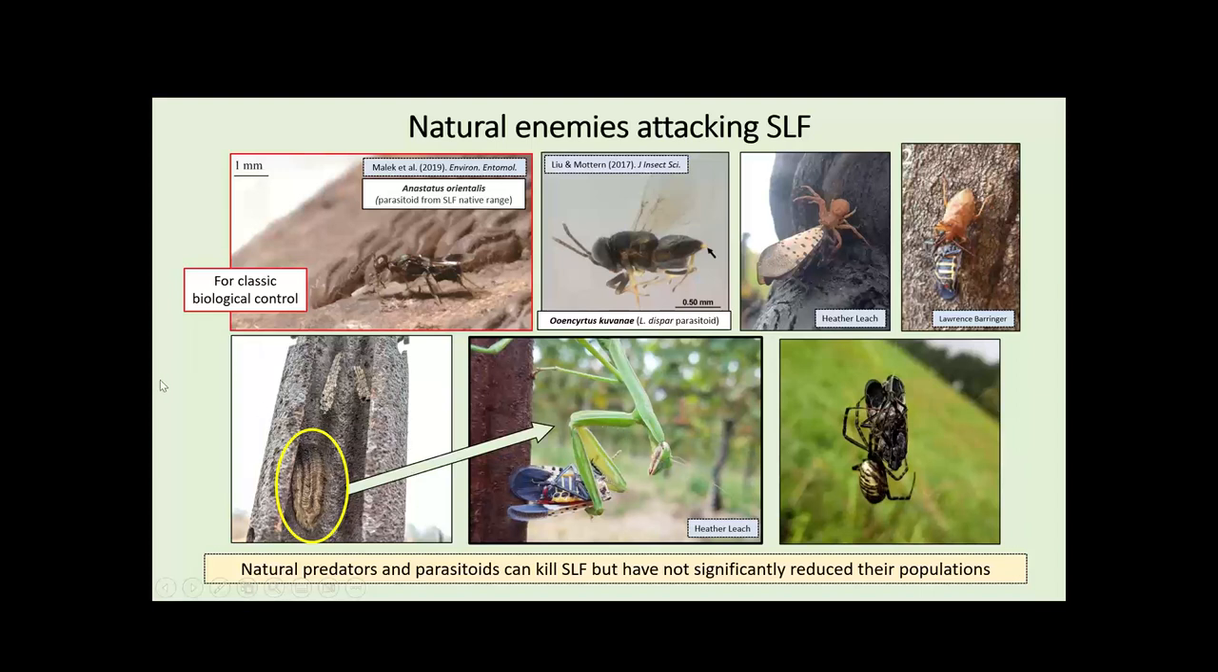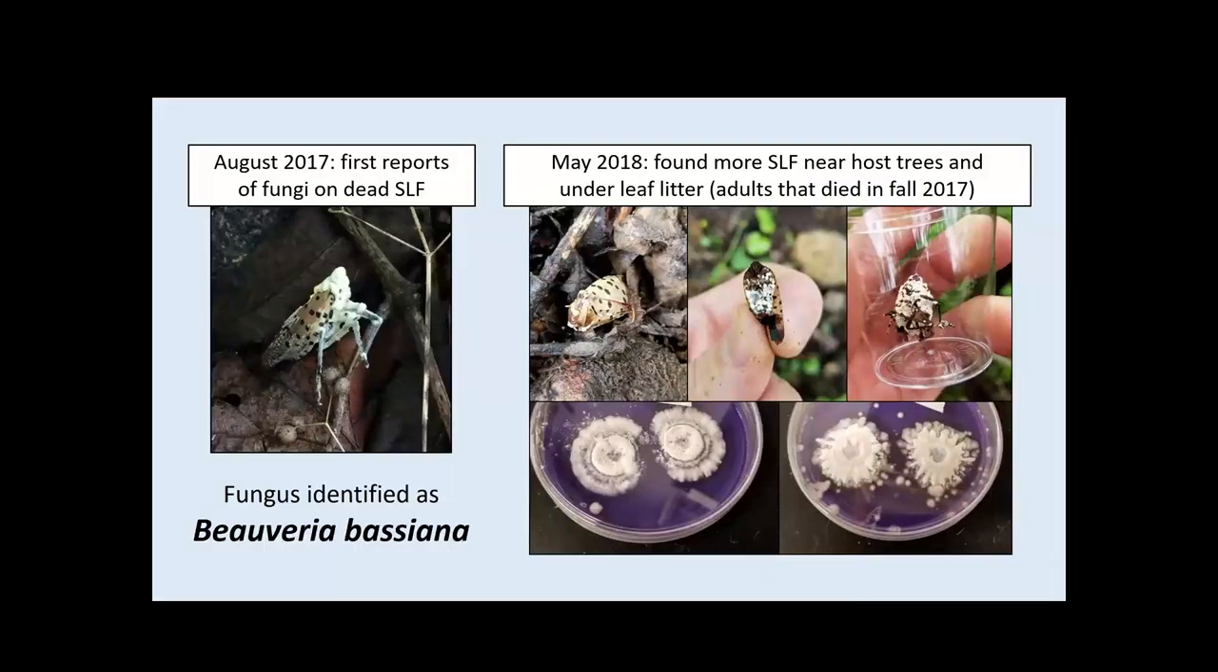So it's great to see this out in the field, but because lanternfly populations are still popping up and spreading, it's obvious that all the praying mantids in the world can't control lanternflies, at least not yet. But those are the predators, those are the parasitoids. I'm mostly going to talk about fungi today. So in August of 2017, we got this email from people down in Pennsylvania, and they found this dead lanternfly with this white stuff growing on it. So they sent it to our lab.